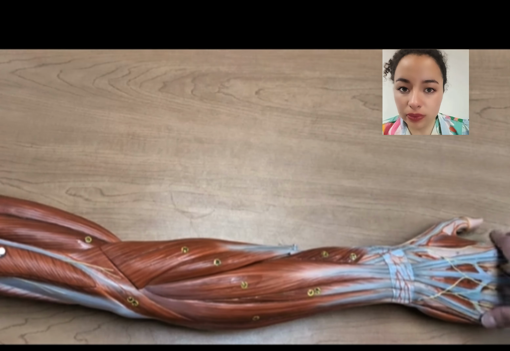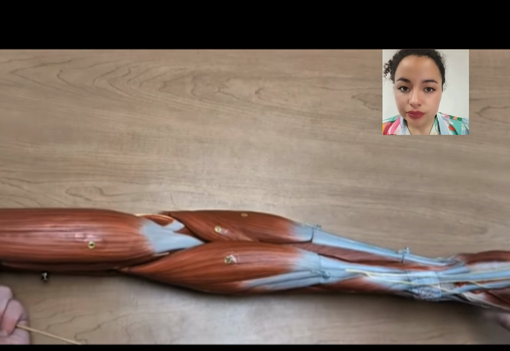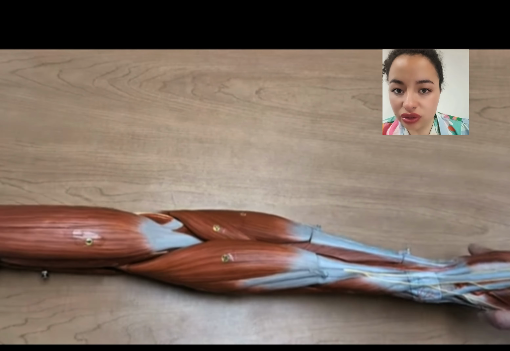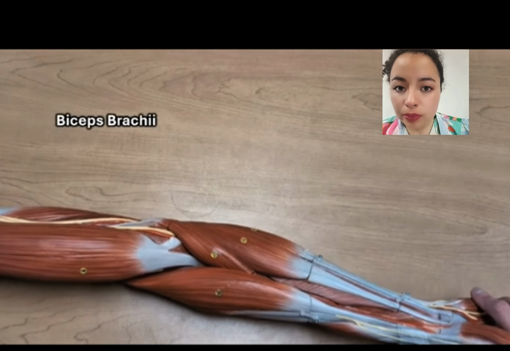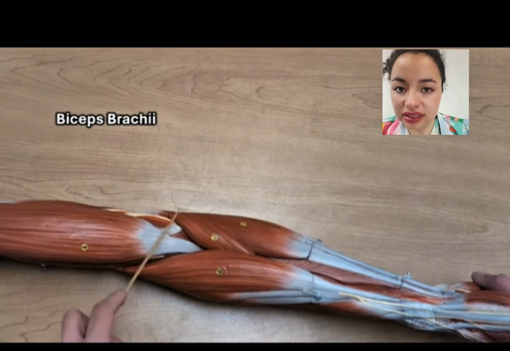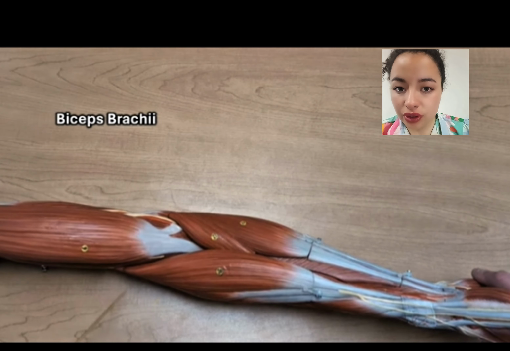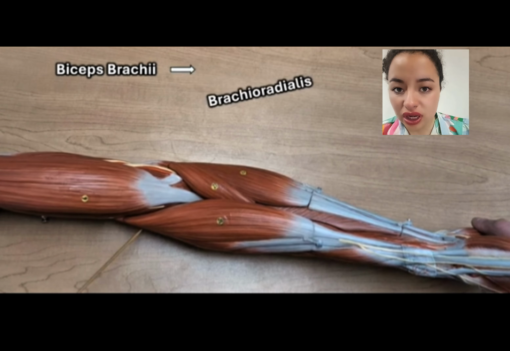Muscles involved in elbow supination and pronation. Supinator participates in supination. Pronator teres participates in pronation. Pronator quadratus participates in pronation.